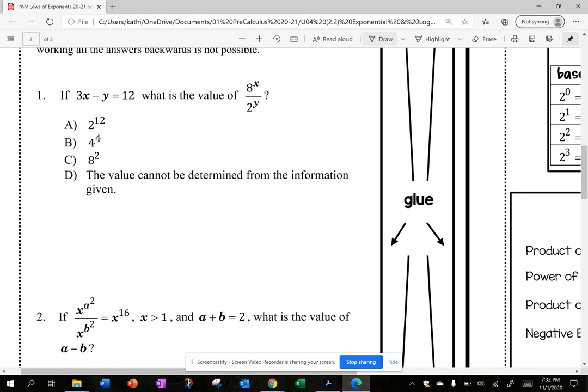So I'm going to do what I said before, is if I have 2 different bases, I want to rewrite in terms of the same base. So 8 is another way of writing 2 cubed. So 2 cubed to the x power, divided by 2 to the y power.